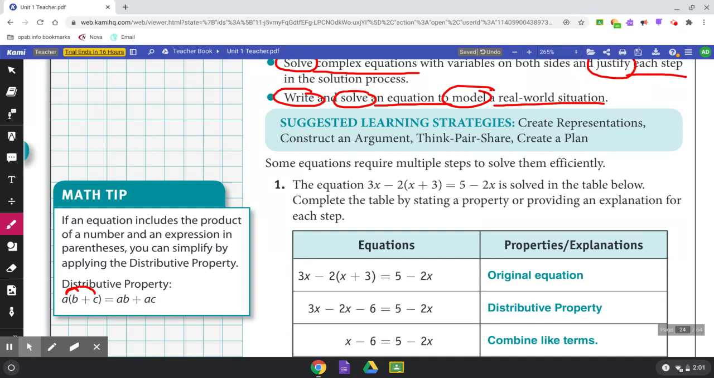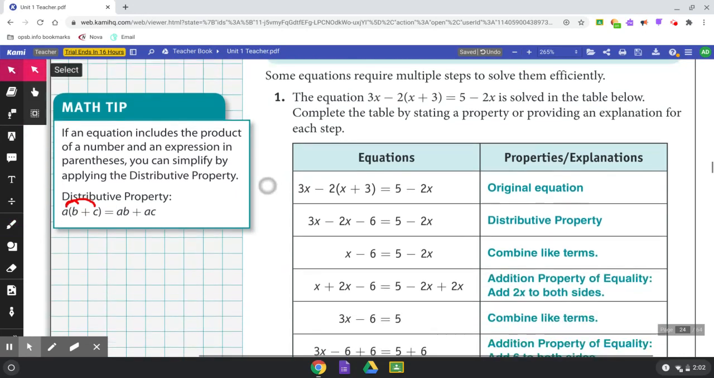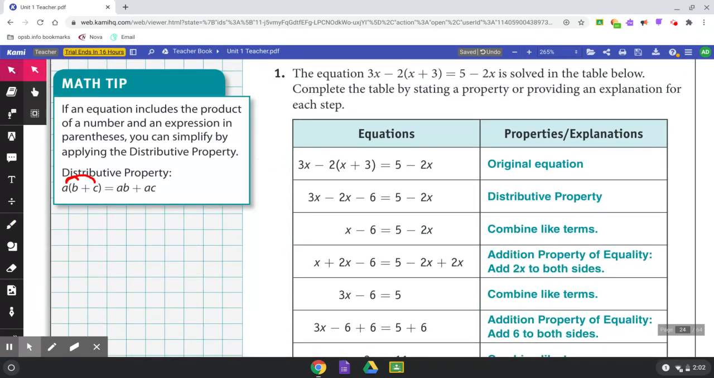Okay, some equations require multiple steps to solve them efficiently. Now, again, go back and watch the Khan Academy videos if you haven't already. Those videos go into more detail and show you step by step if you're still having trouble understanding this concept. Okay, so the equation 3x minus 2 times (x plus 3) equals 5 minus 2x is solved in the table below. Complete the table by stating a property. Again, I don't want you to focus so much on identifying the properties, as long as you are able to evaluate equations by using the properties.